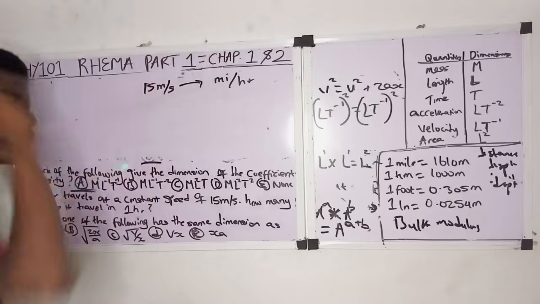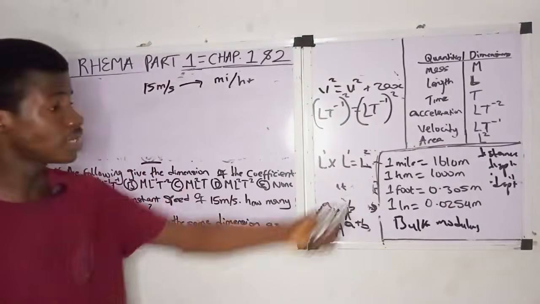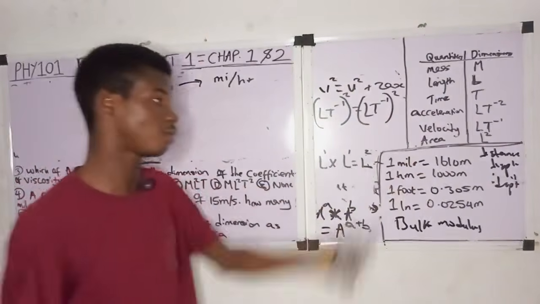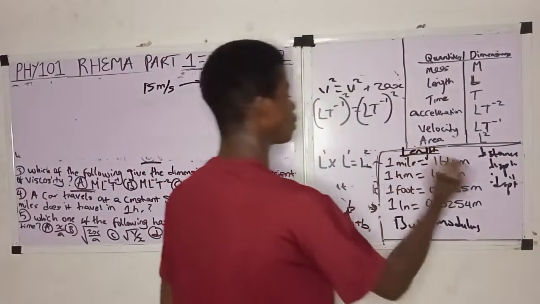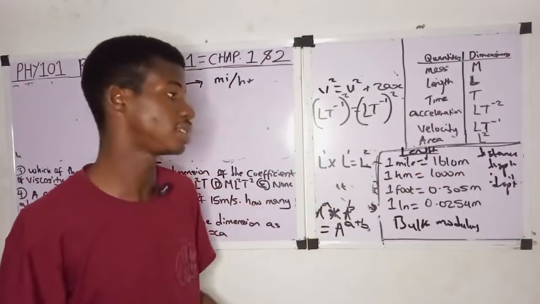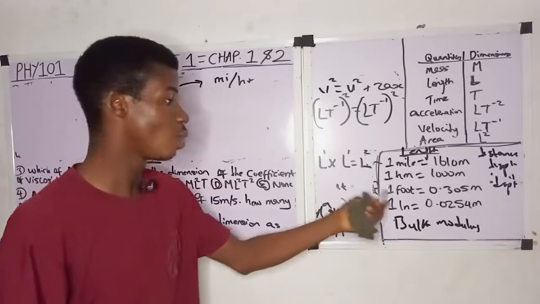Now, in our very first class, I gave you guys important notes. I told you that 1 mile is equal to 1610 meters. This is the conversion factor for length. 1 kilometer, we all know, is equal to 1000 meters.